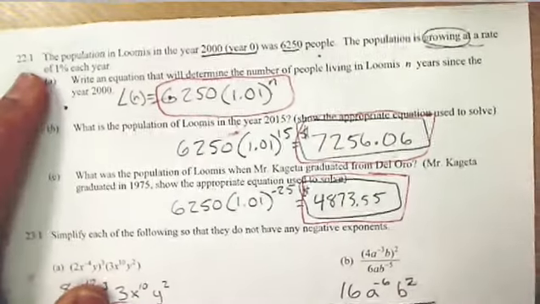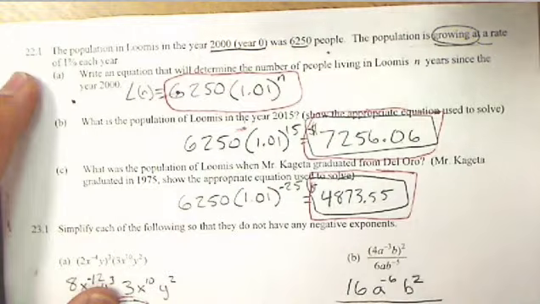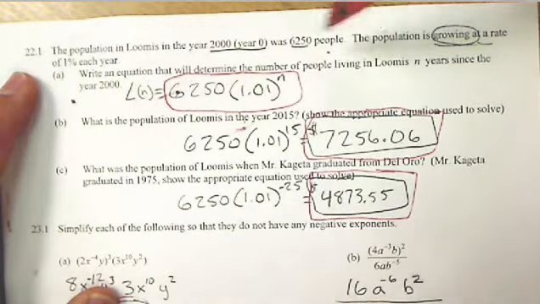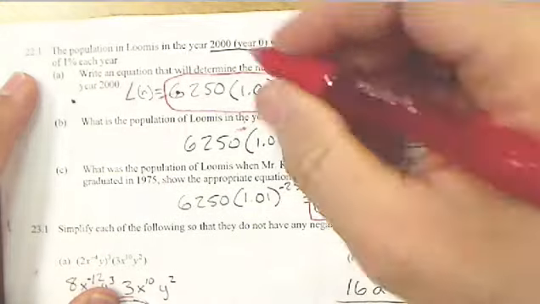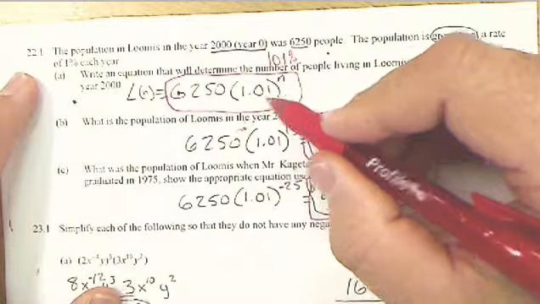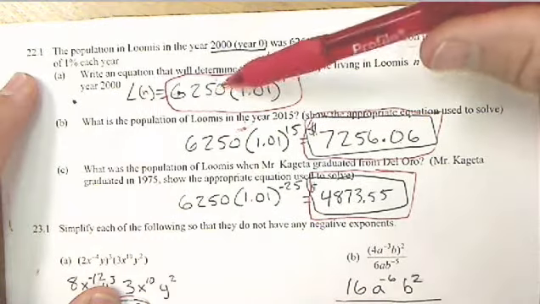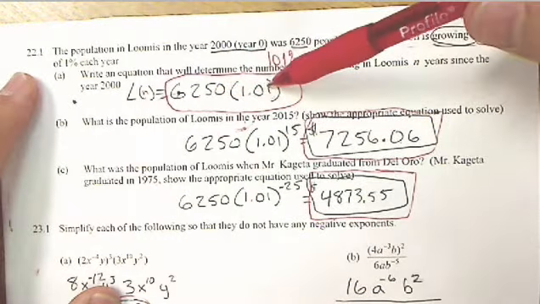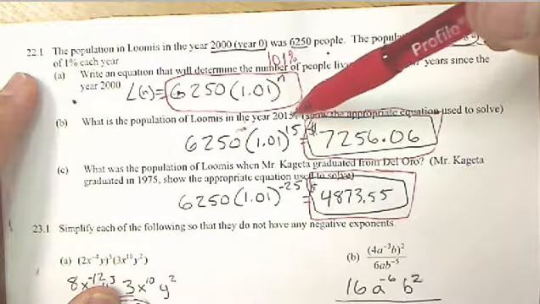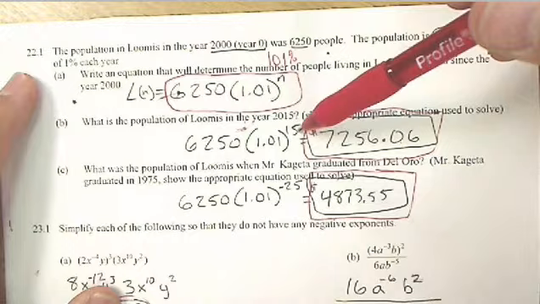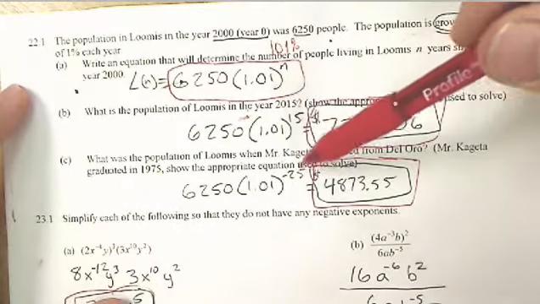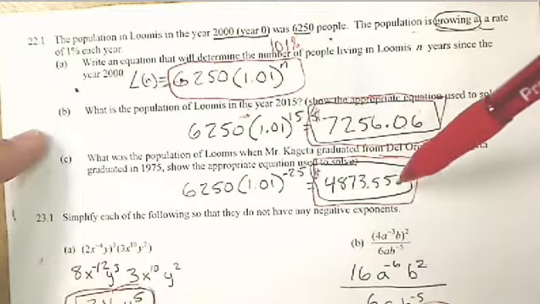The population of Loomis is increasing by 1% every year. So that's 100% plus the 1% every year. That's 101%. As a decimal, 101% is 1.01. So I take my original population, multiply by 1.01, raised to the n. In 15 years, you raise it to the 15, type it on your calculator. 25 years ago, that would be plugging in negative 25.